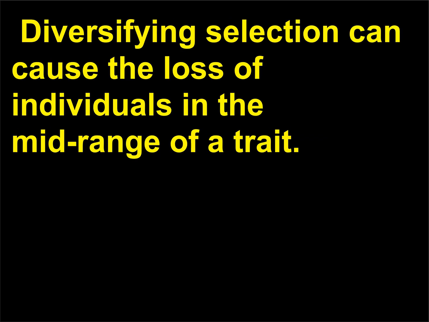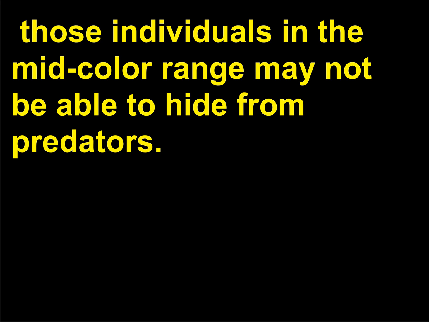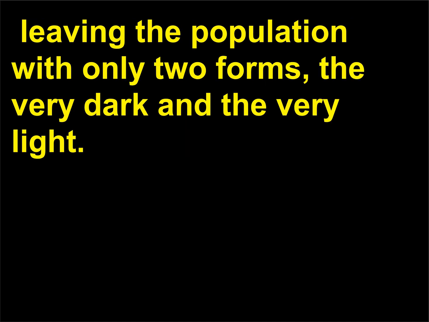Diversifying selection can cause the loss of individuals in the mid-range of a trait. For example, if there is a range in color of a certain prey species from very dark to very light, those individuals in the mid-color range may not be able to hide from predators. The mid-color prey will then be selectively removed from the population, leaving the population with only two forms, the very dark and the very light.